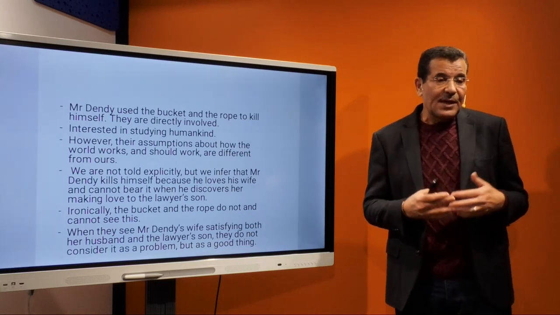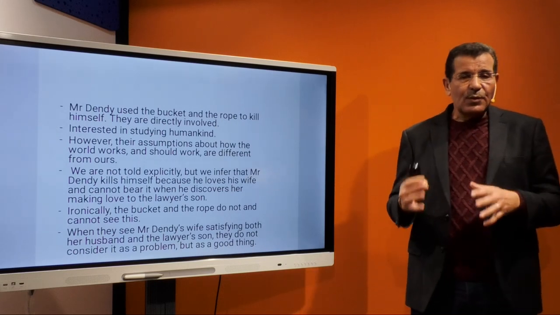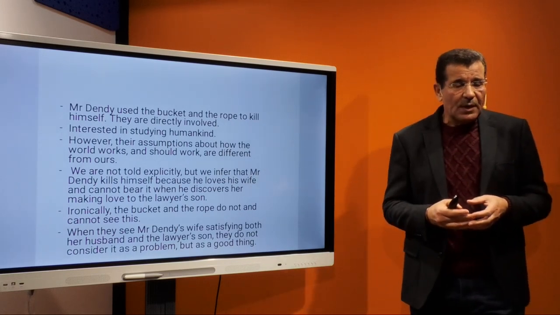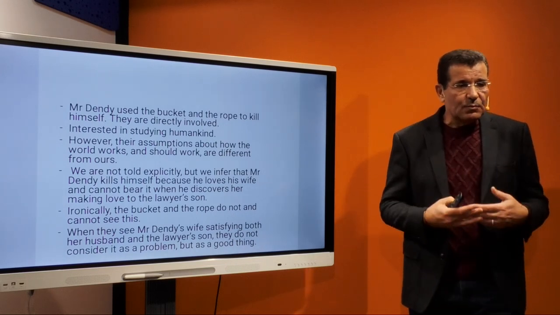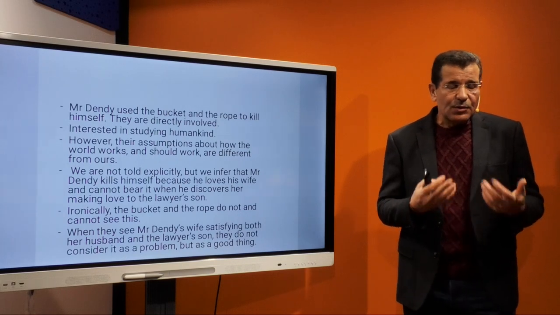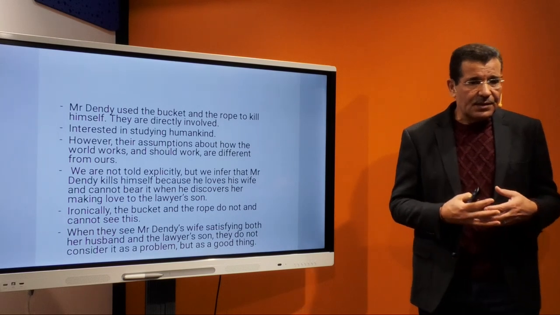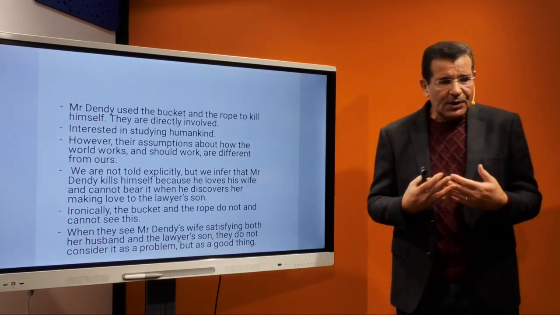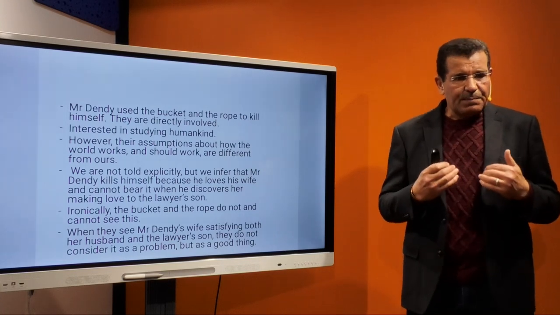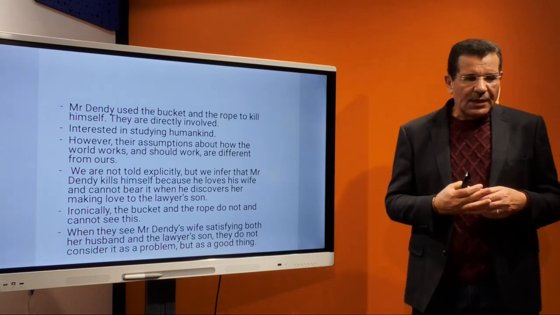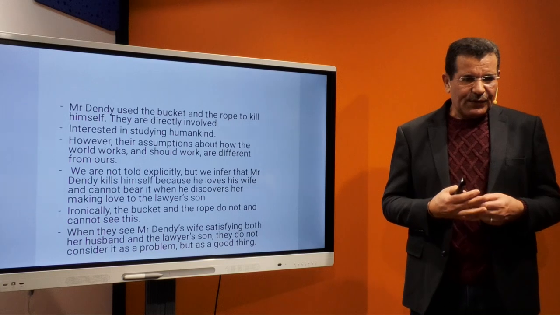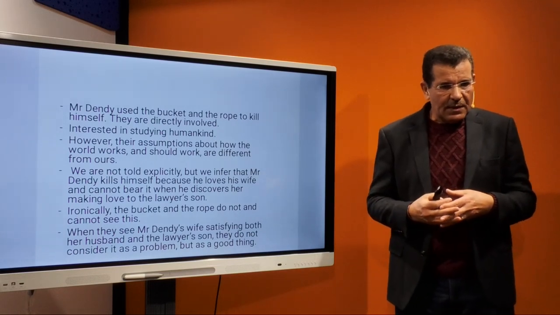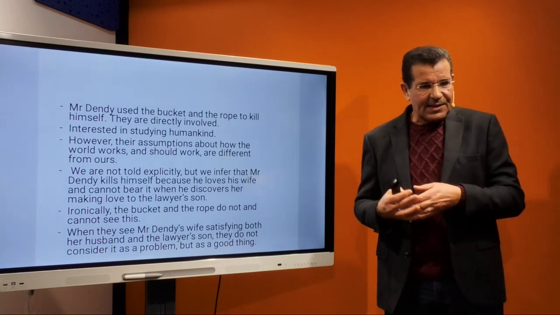And it's very intelligent that the writer here includes objects, inanimate objects, which are going to read, discuss, and judge human behavior. And the moral is not always clear. Sometimes writers use allegories for moral purposes, political purposes. And when I bring into mind, for example, George Orwell's Animal Farm, which is an allegory, it is about dictatorship. Animals are narrating and they are involved in the activity of the Russian revolution and thus unveiling the power of dictatorship. But here in The Bucket and the Rope, we are interested in the complexity of human behavior. And we are not told, but we infer that Mr. Dandy kills himself because he loves his wife and cannot bear it when he discovers he may have given love to the lawyer's son.